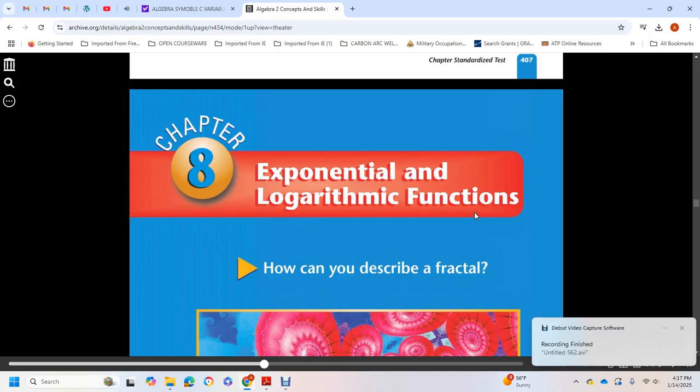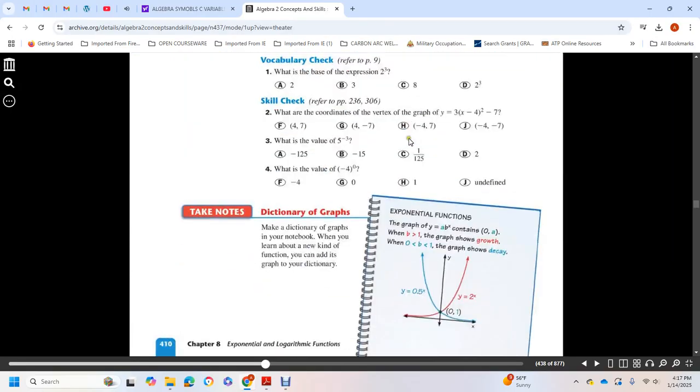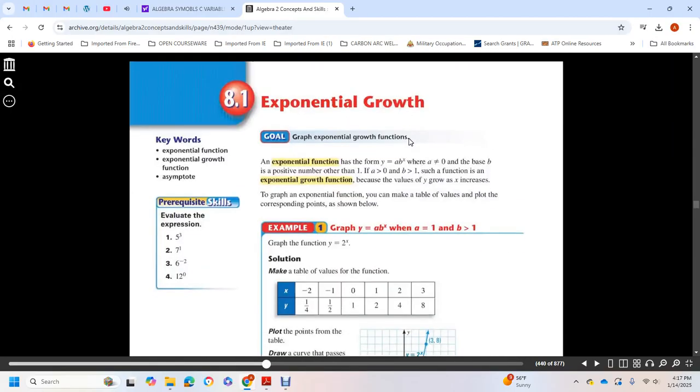Alright, Chapter 8, Exponential and Logarithmic Functions. Alright, 8.1, exponential growth.